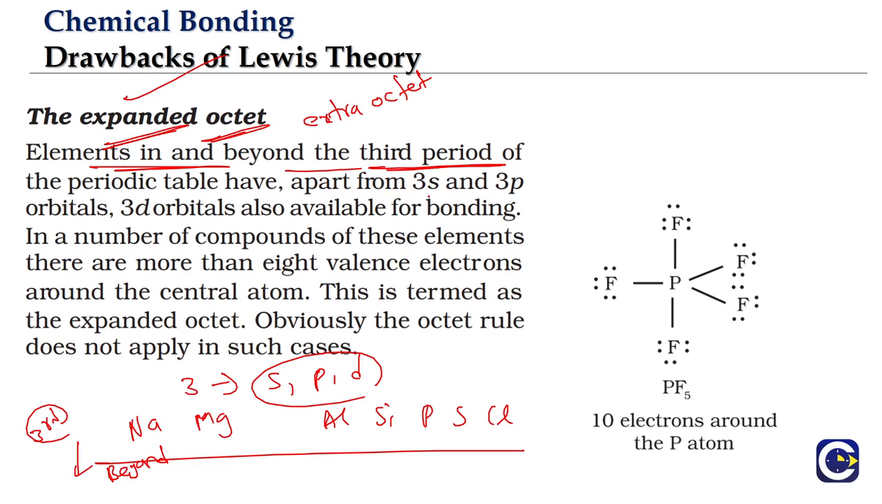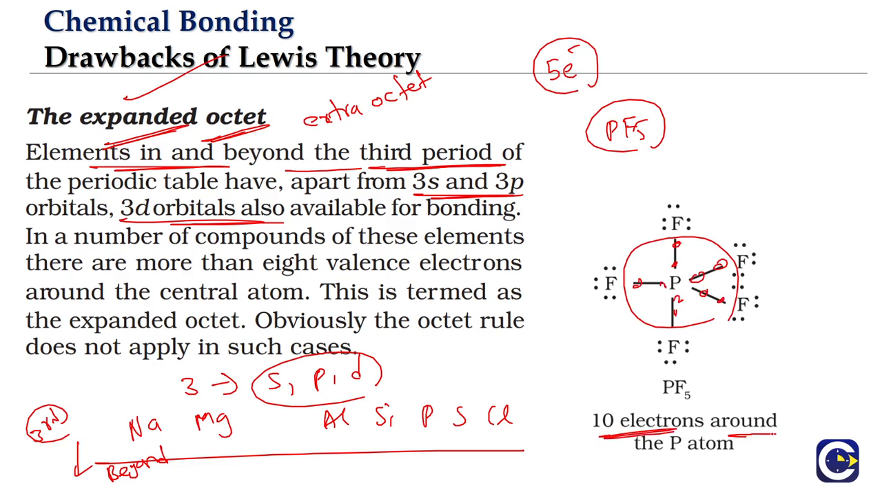In the third period, they'll have 3s and 3p, as well as 3d available. That is the reason why, from the third period onwards, these elements can form an expanded octet. Look at PF5. Phosphorus has 5 valence electrons. It will use these 5 valence electrons to form a bond with each of the fluorines. So if you count the total number of electrons on phosphorus after bond formation, what is it going to be? 10. See, 5 shared pairs are there.